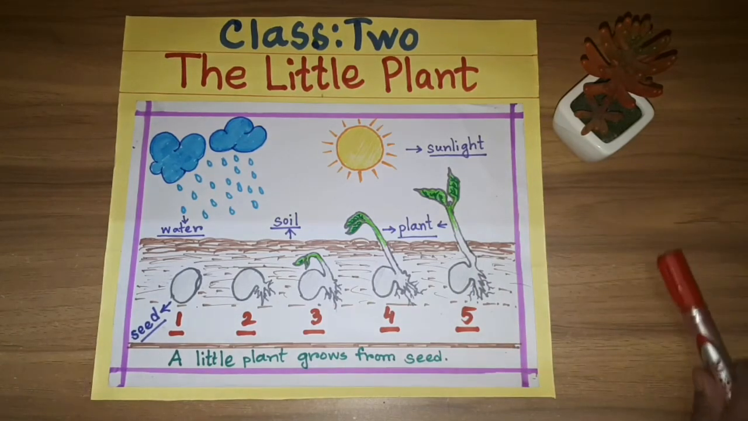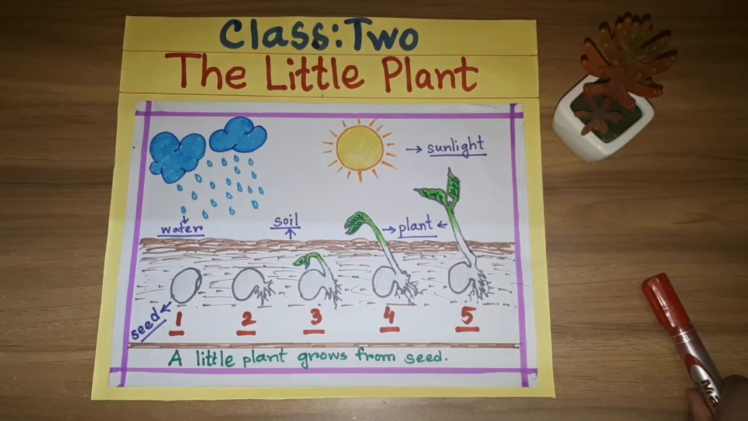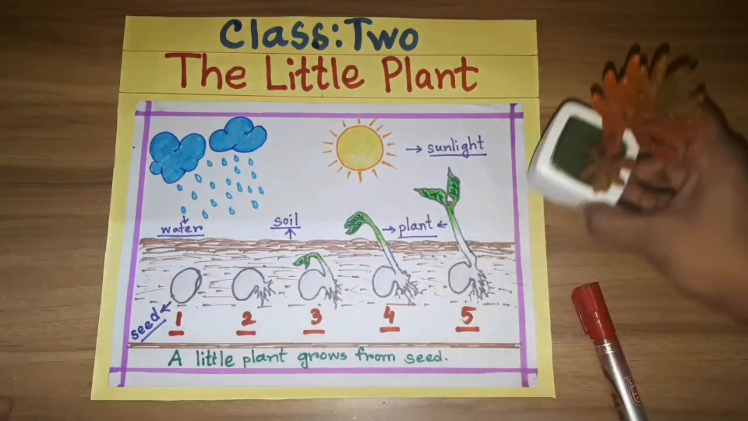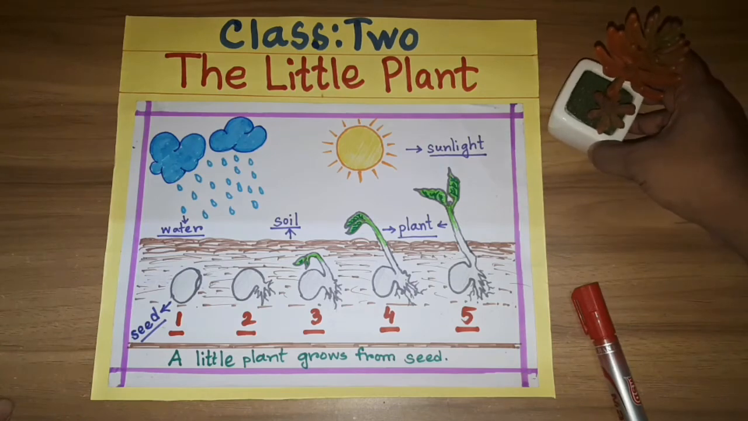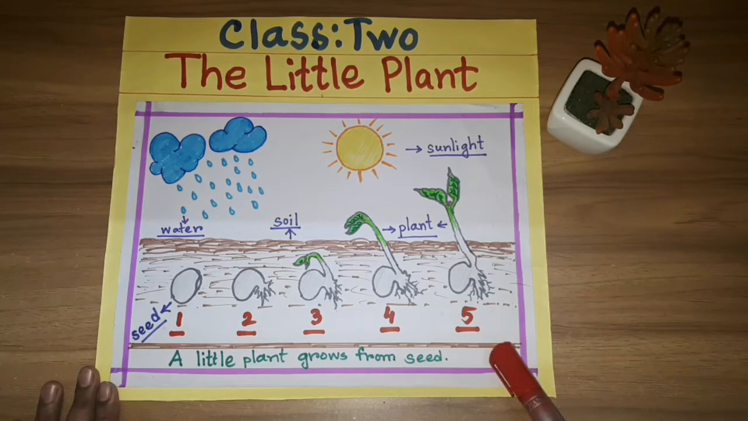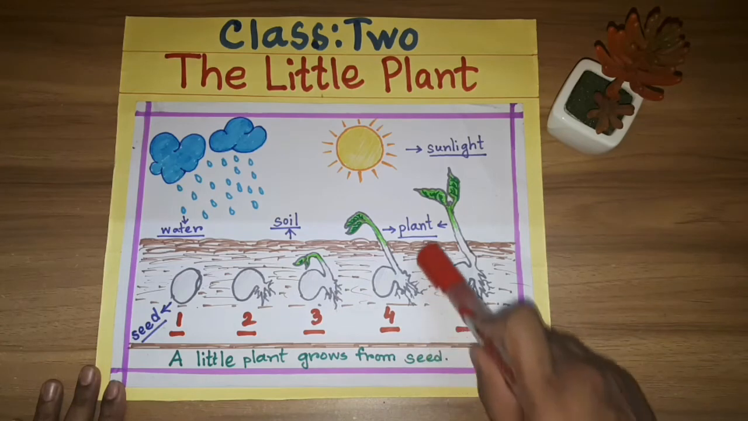Before we read this poem, we have to know something. Do you know what a plant is? Well, I have a plant here, but it's not real. It's artificial. Plant means small tree. So today we're going to talk about a small tree or little plant. In this poem, we have to know where a plant comes from and how it grows. For that, I drew a picture here, and in this picture I drew so many things, and I wrote their names also.